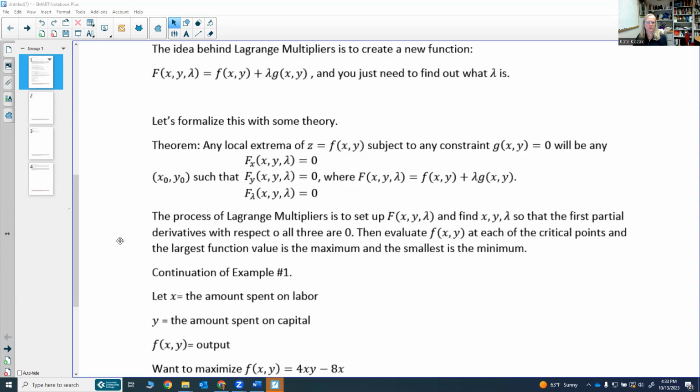The process of Lagrange multipliers is to set up capital F of x, y, lambda and find x, y, lambda so that the first partial derivatives with respect to all three are 0. Then evaluate f of x, y at each of the critical points, and the largest function value is the maximum, and the smallest is the minimum.